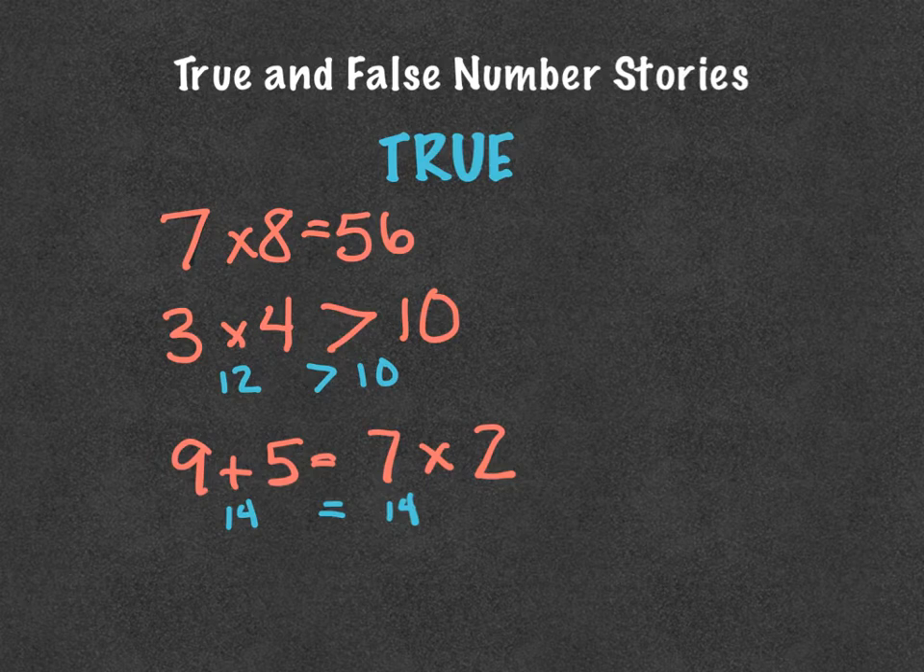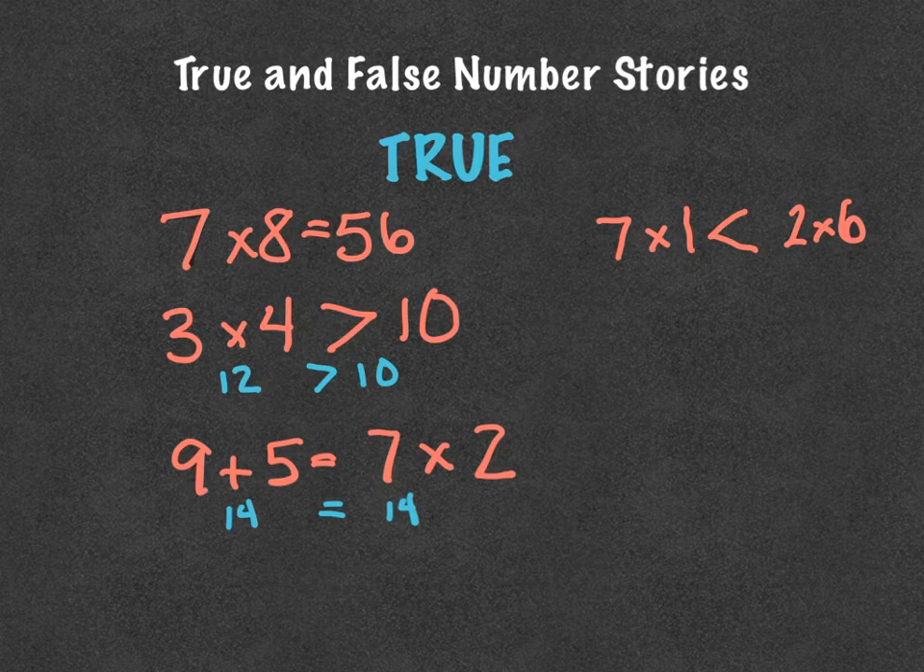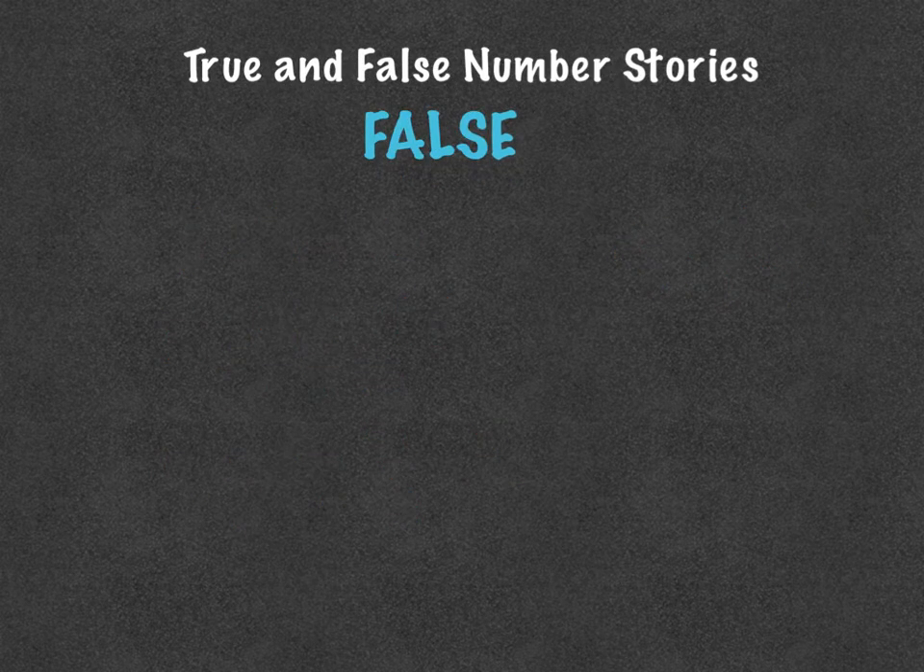Okay? Or we could even have, similar to this one with the 9 plus 5 equals 7 times 2, we could have, let's see, 7 times 1 is less than 2 times 6. And again, if we do a little bit of jotting our information down, so 7 is less than 12. Yes, that's still true. So false statements.